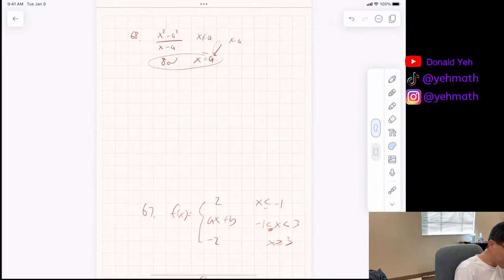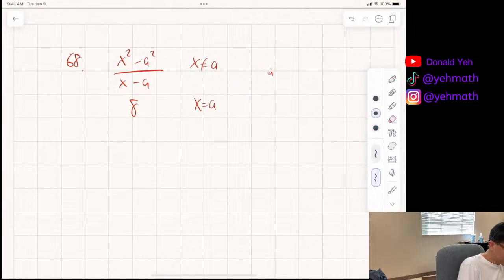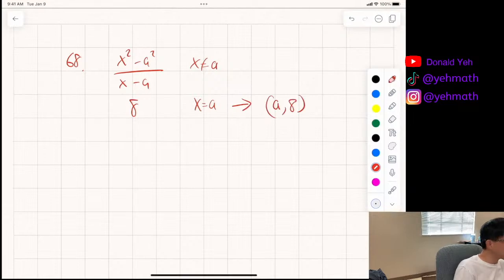First of all, you have to understand the question. The question is saying if you have this, and they say f is 8 when x equals a. What it's saying is it's actually a coordinate, because the input is a, the output is 8, and that is what it sums up to be.